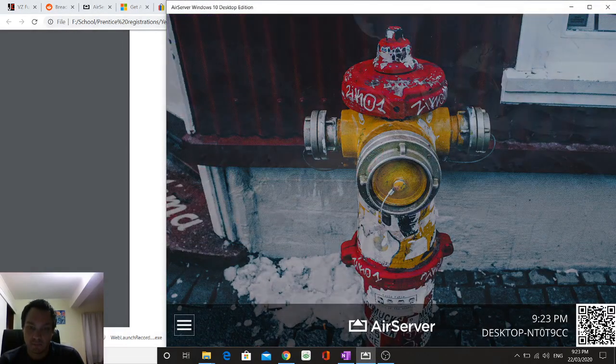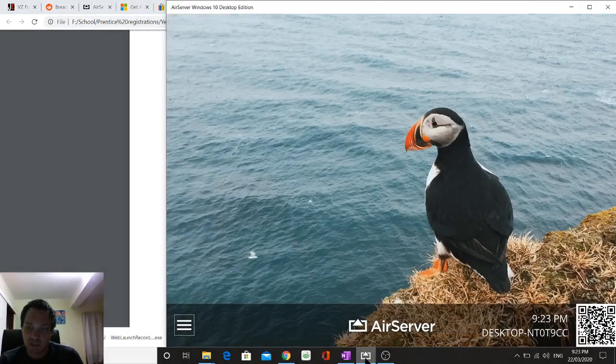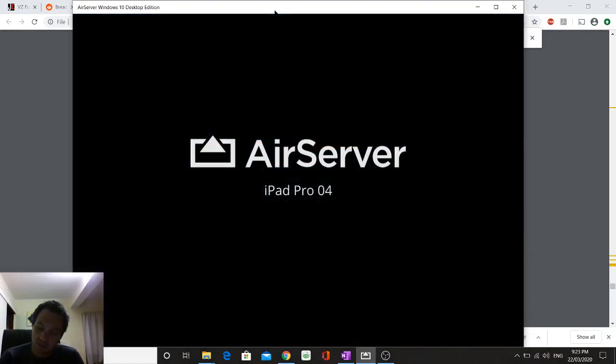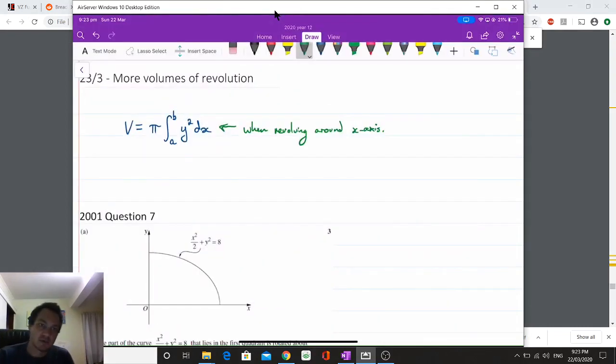And I've done a few examples for this, so let's see if this actually pops up. Of course it doesn't screen mirror now, but look at that. Okay, there she is.